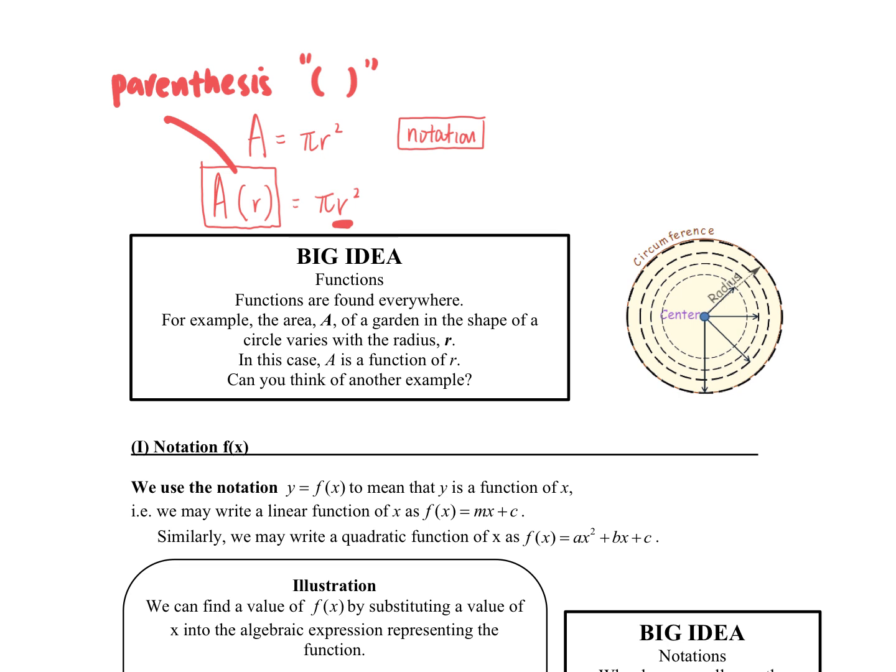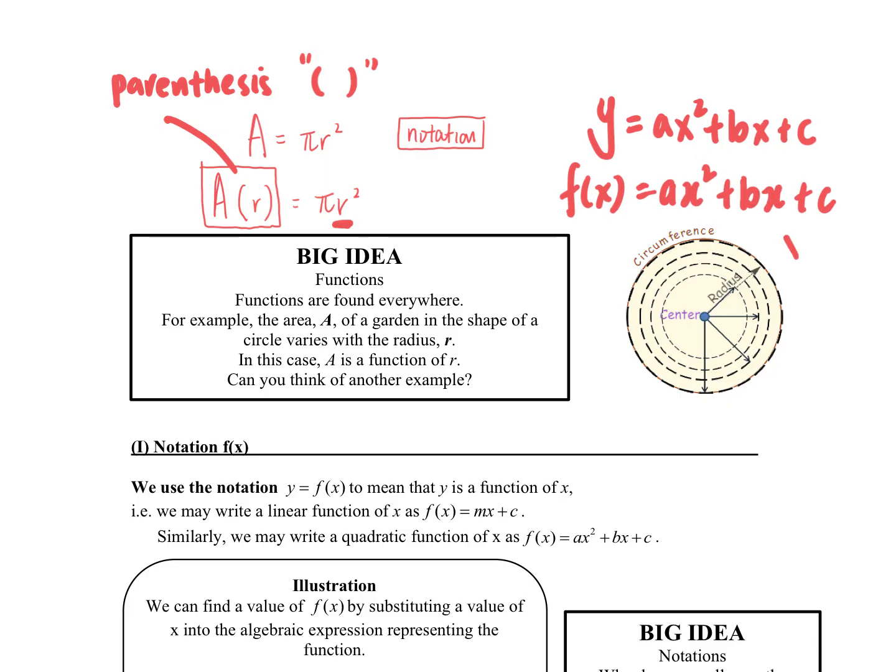Y equals ax squared plus bx plus c. So your quadratic expression or quadratic equation in this case is a function of x. You can write it this way as well, because the only thing that changes is the value of x, and your a, b, c are constant. So this is an example of a function.